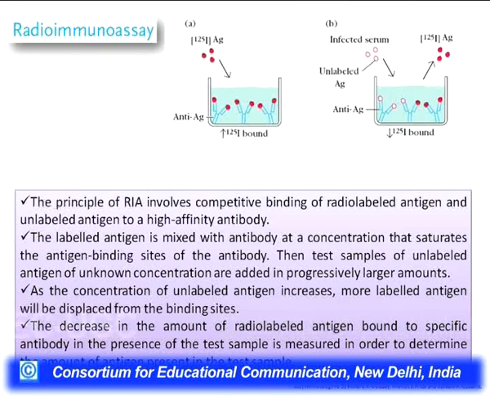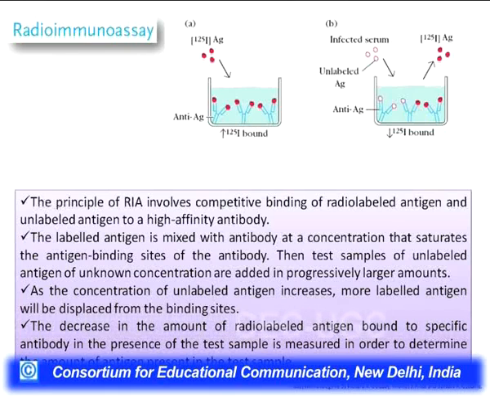First, in the wells which are coated with the antibodies, the radio-labeled antigens are loaded. These radio-labeled antigens bind to all of these antibodies with a high affinity. Subsequently, the test samples are loaded over here. There is a competitive binding property of these unlabeled antigens to these antibodies. They displace the radio-labeled antigens from the binding site of the antibody and get bound there. So a decrease of radioactivity is found.